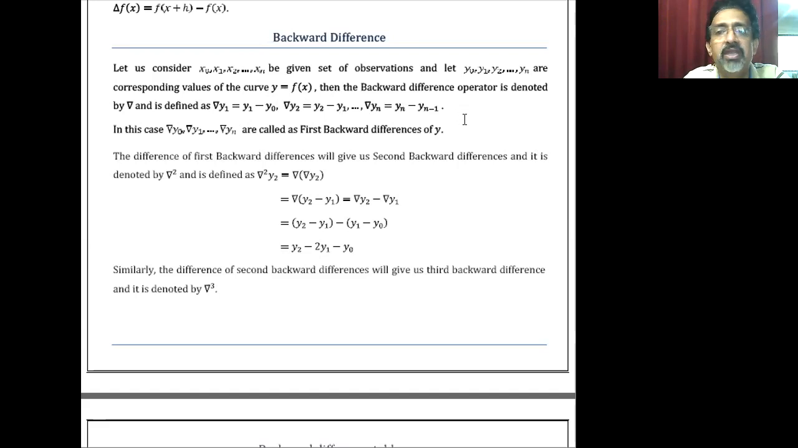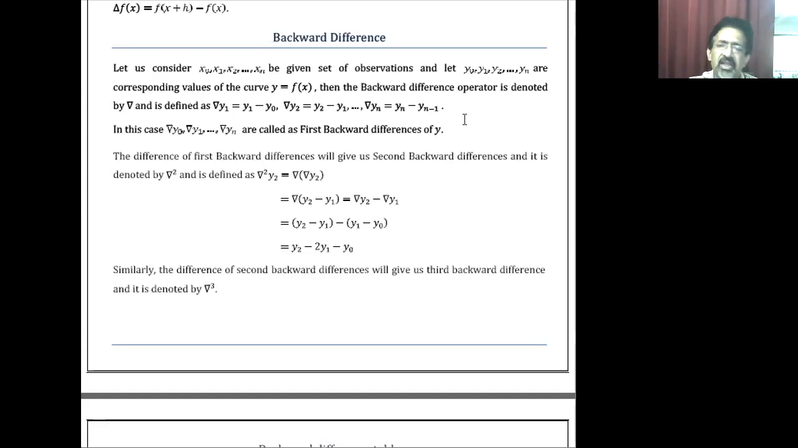Yn minus yn-1. See, as I told you, nabla of y0 is not possible, just as in the case of forward difference, del of yn is not possible because I do not have the next value of yn, because only up to yn you are given the points. On similar lines, in case of backward differences, nabla of y0 is not possible. You cannot find nabla of y0 because you do not have the previous value of y0, that is y of minus 1. That's why nabla of y0 is not possible. Backward difference starts with nabla y1, nabla y2, and goes up to nabla yn.